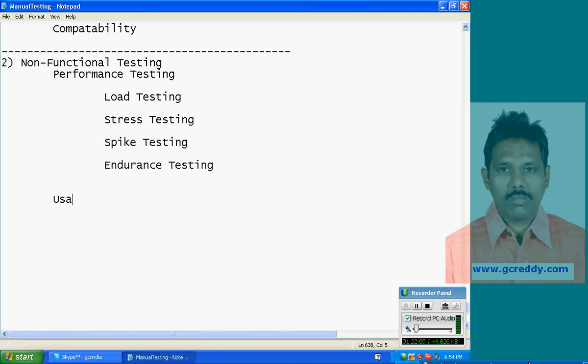Okay, next, another one is usability testing. Guess, Lalita, what is usability testing? Tell me in your own words, not standard definitions.